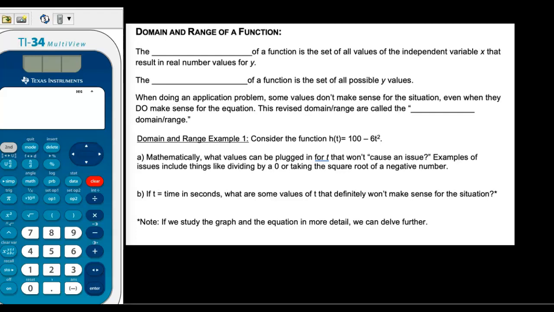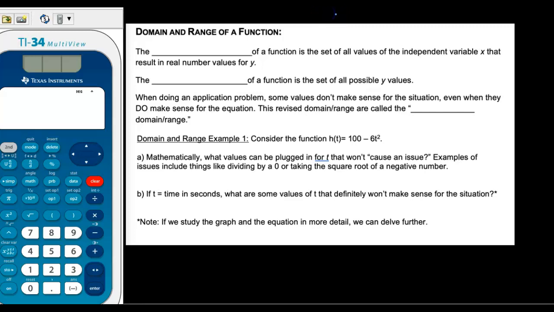In this video, I'm going to talk about domain and range of a function. Domain and range really just describe the acceptable values that you can plug into equations or get out of equations for output, that makes sense. Sometimes mathematically, there are certain equations that might have issues, maybe dividing by zero, for instance.